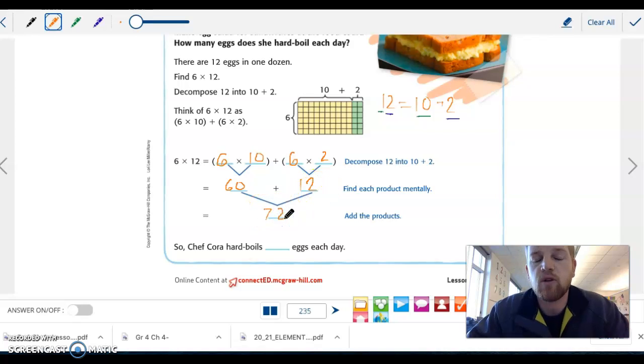And because of my distributive property, I know that even though I did 2 separate problems here of 6 times 10 and 6 times 2, this 72 I got after adding those products is going to be the same as if I just did 6 times 12 in the first place. So in this case, Chef Cora would have boiled 72 eggs each day.